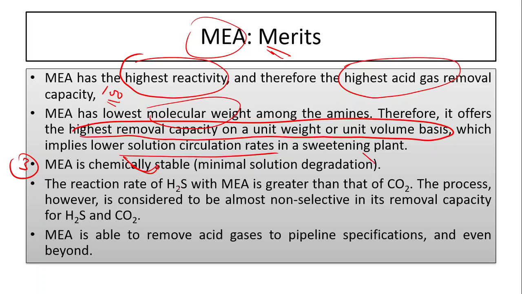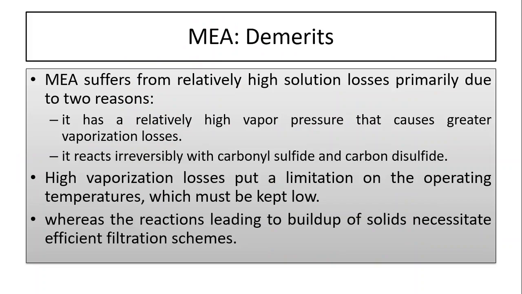The reaction rate of H2S with MEA is greater than that of CO2, and the process, however, is considered to be almost non-selective in the removal capacity of H2S and CO2. Although it has a very good rate towards H2S, almost both CO2 and H2S are removed with the help of this MEA process. MEA is able to remove the acid gases up to the pipeline specification, and even beyond, meaning even lesser than that. So that's why this MEA is a very good one.